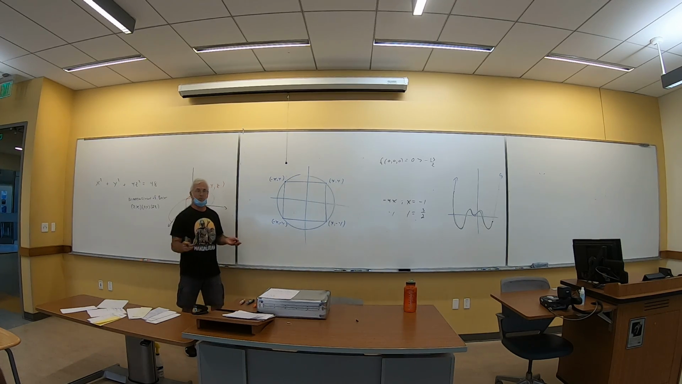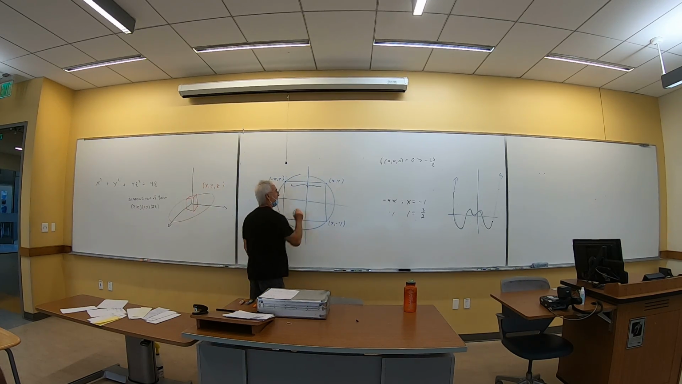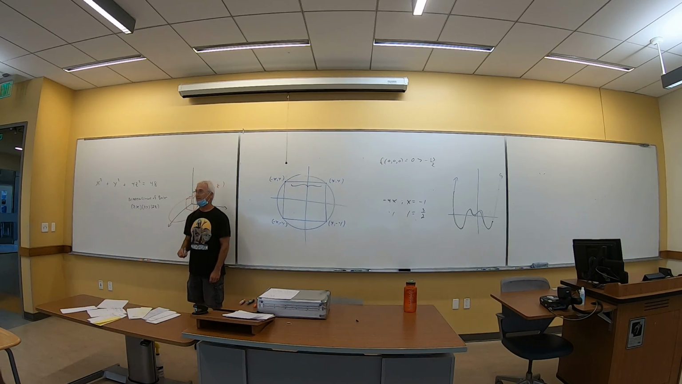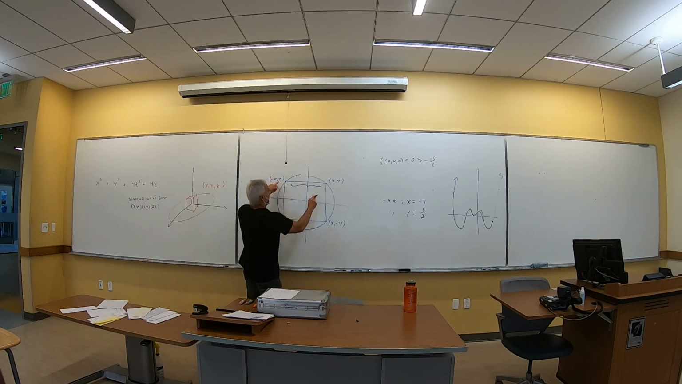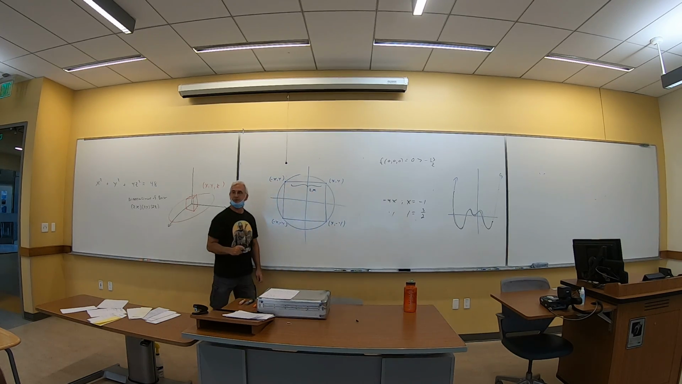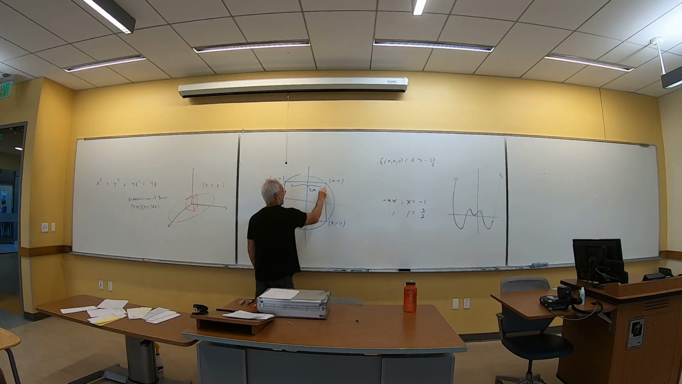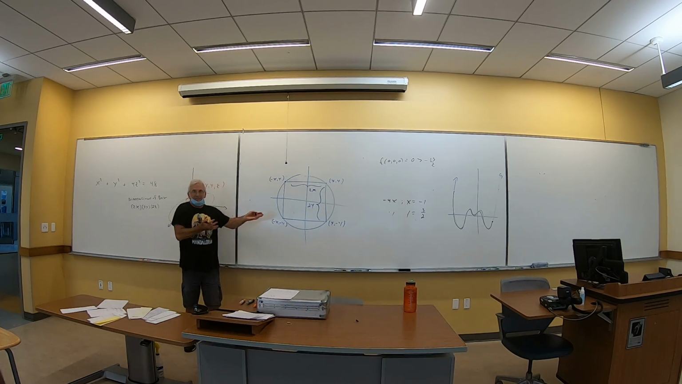But that's not even the important part. The question is, how long is that? You went from here to here. How far is that? 2x. It's 2x, because x is a positive coordinate. And then how far is it from here to here? 2y. Does that make sense? Okay, that was really easy.